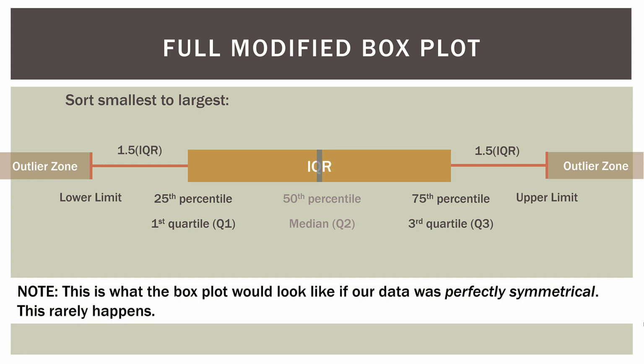Now I will point out here that this is an ideal. This is sort of a model. This is what a box plot would look like if our data was perfectly symmetrical. So we can see that the median is right in the middle of the IQR, our lower limit and upper limit are the same length, and so on and so forth. You'll rarely see a box plot that looks this perfect, but I wanted to give you a model of what's going on underneath everything you're going to learn later.